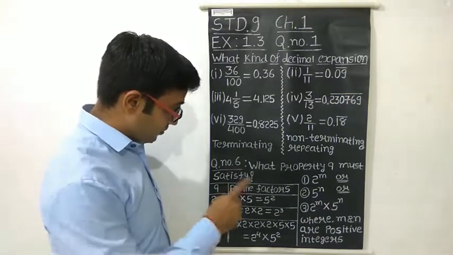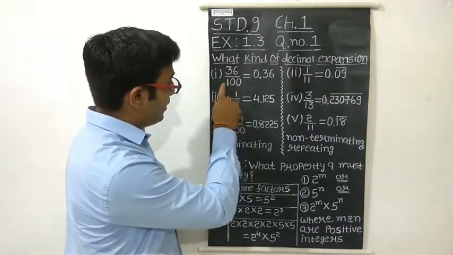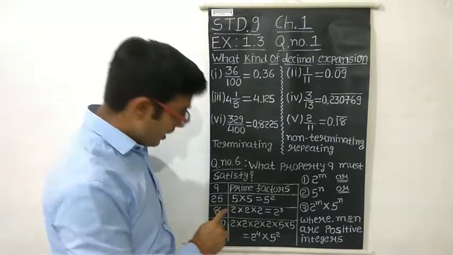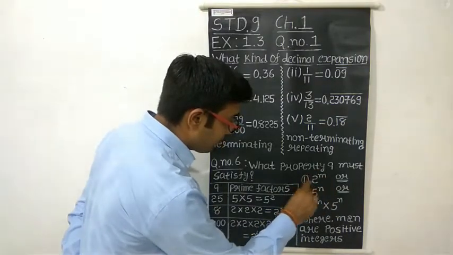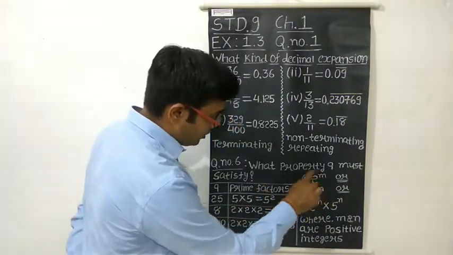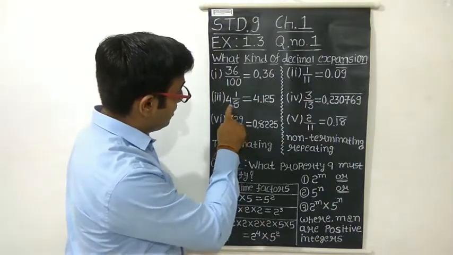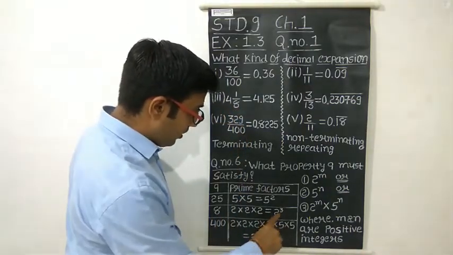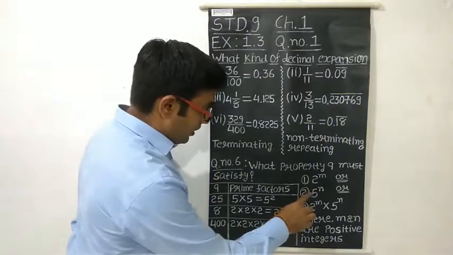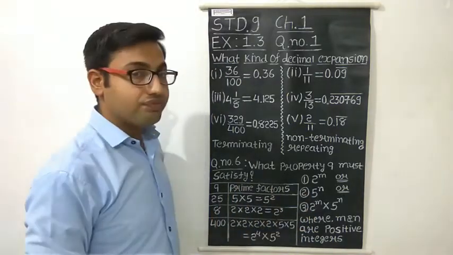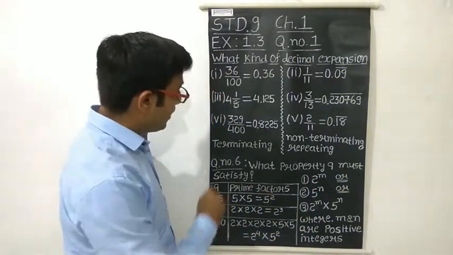So now we will compare with this. See, this is the first case, 36 upon 100. By cancelling out the common factor, we get q as 25, and the prime factorization of 25 is 5 raised to 2. That means it is of the type 5 raised to n, right? So this means it has a terminating decimal expansion. Second one is again 8. 8 is 2 raised to power 3. That means it is in the form of 2 raised to m. Right? Third one is 400, which is this case.